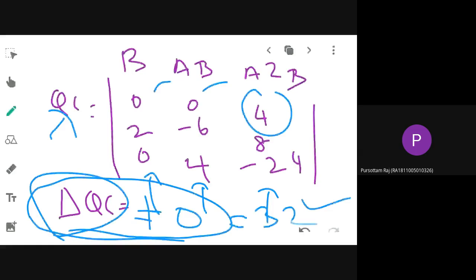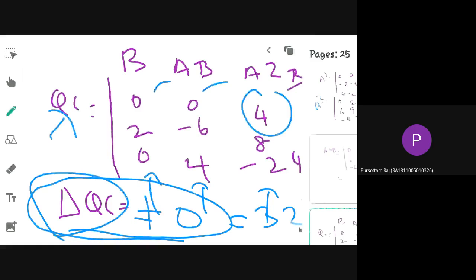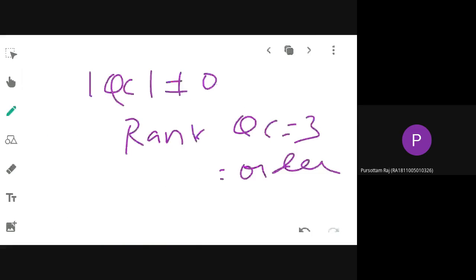Plus, next thing is you need to find out the rank. QC is equal to 32, not equal to 0. Rank of QC is also equal to 3. You know how to find out rank by mathematical class. So that is equivalent to the order of the system, that is also equal to 3. So you can clearly say that the system is state controllable or not controllable. You have to write that the system is controllable. So this proves one condition.